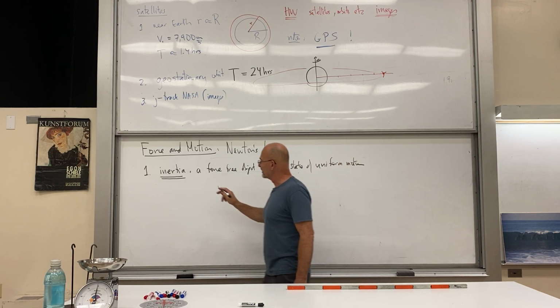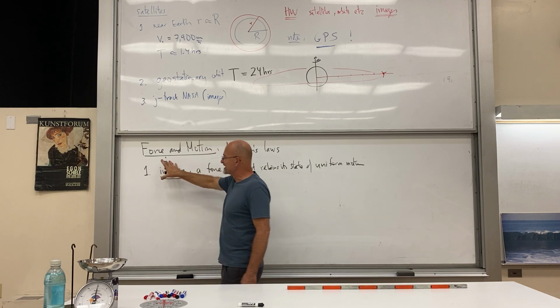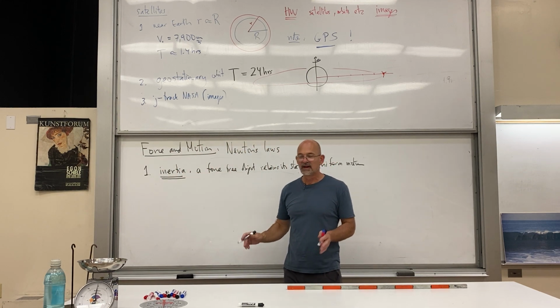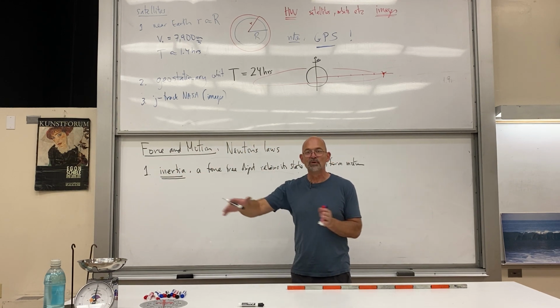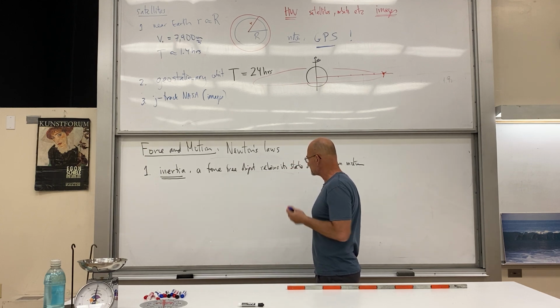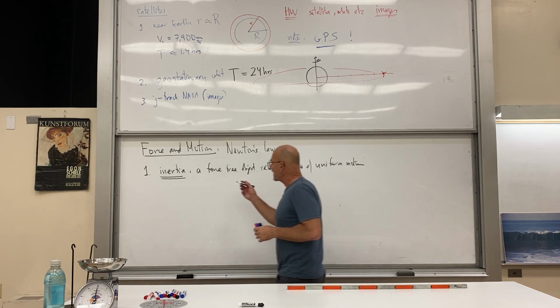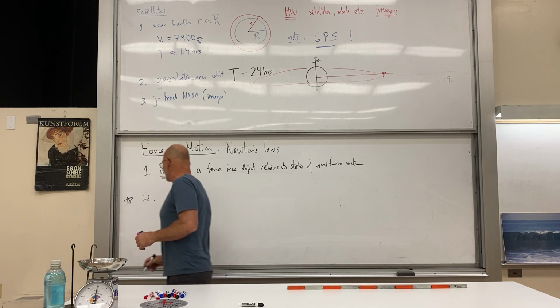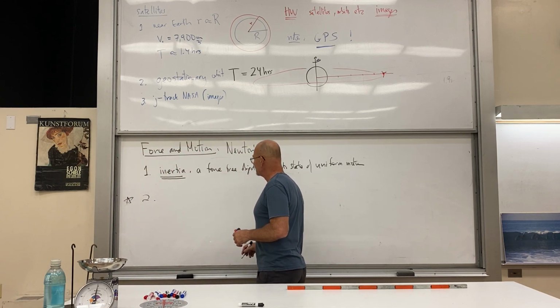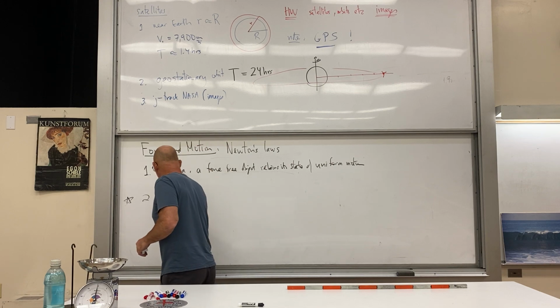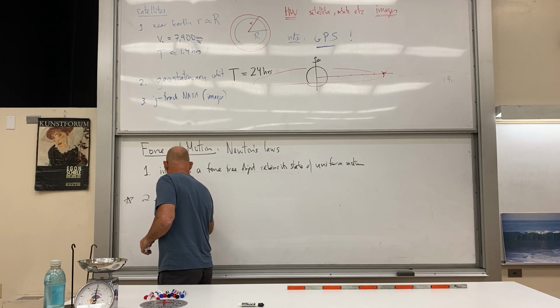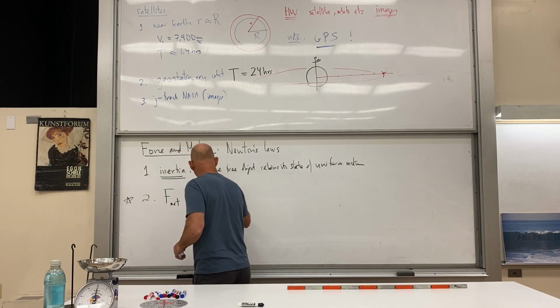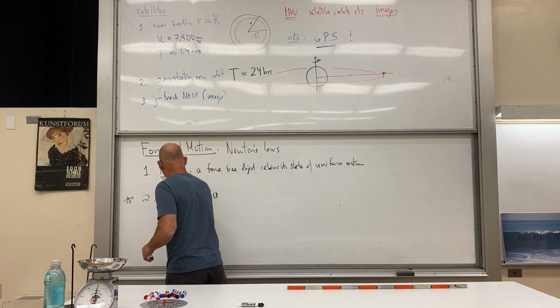The key thing here is inertia. This is the tendency of an object to stay put, and if it's moving, to keep moving. The second law, and this is the one that I'm after right now, is that the net force on an object is equal to its mass times its acceleration.